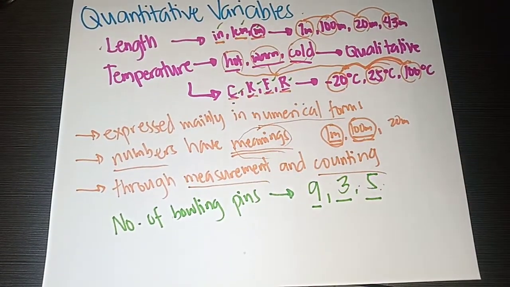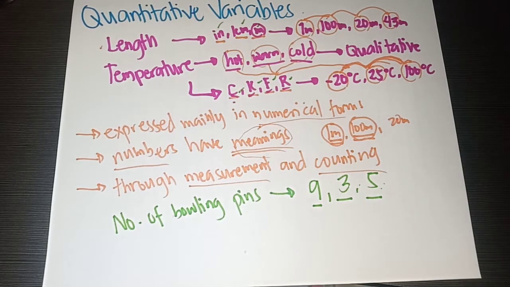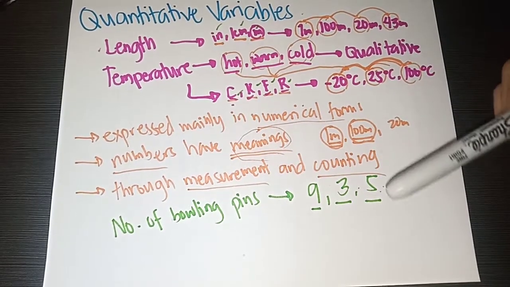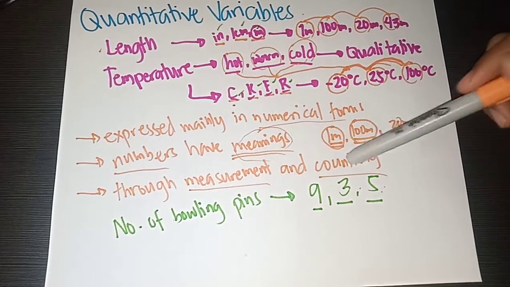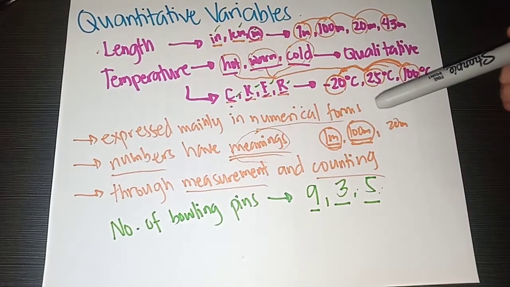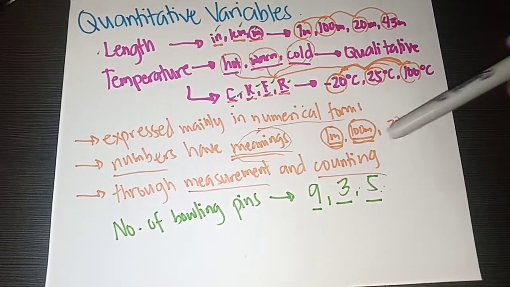So, these are the two main types of variables: qualitative and quantitative. With this knowledge, we are now ready to proceed with the classification of variables according to continuity of values, and that is discrete and continuous variables.